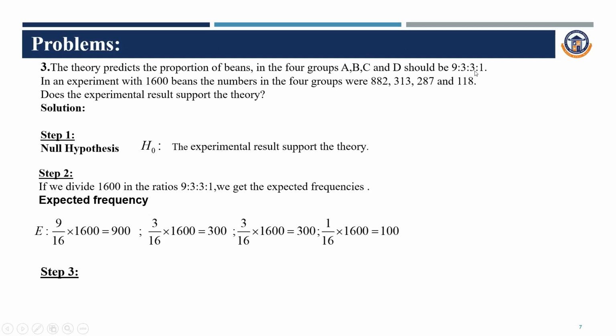Similarly, the next one is also 3. So 3 divided by the total of the ratio, which is 16, into 1600 beans. Multiplying by 1600, again we get 300. The last one is 1 by 16 into 1600, which is 100.